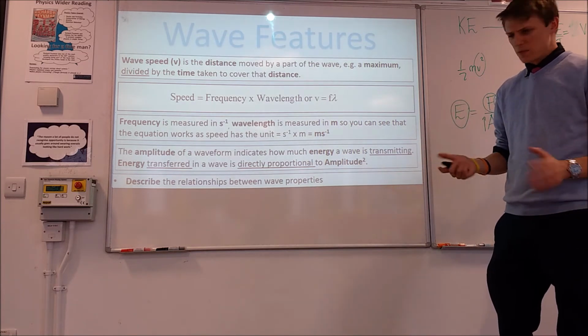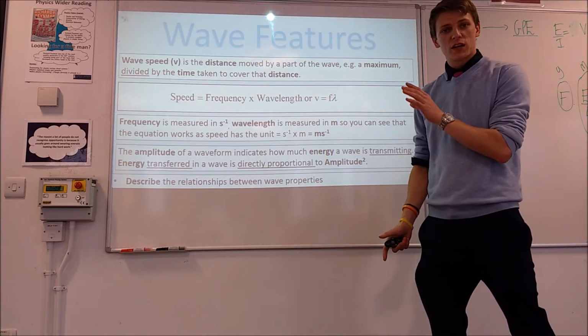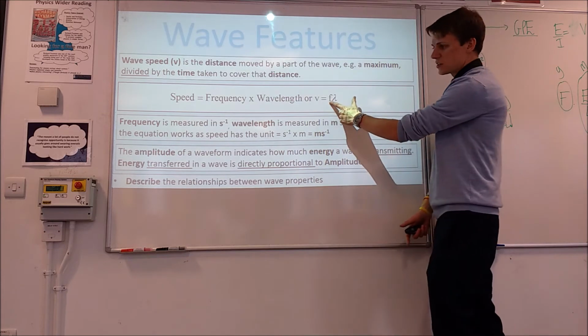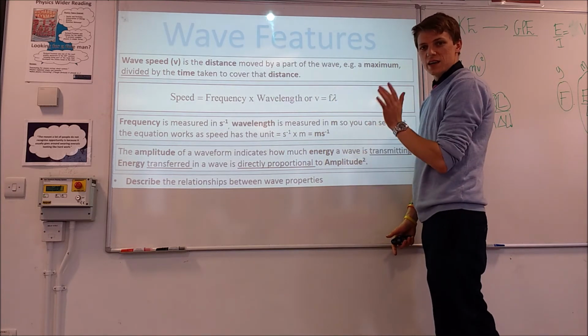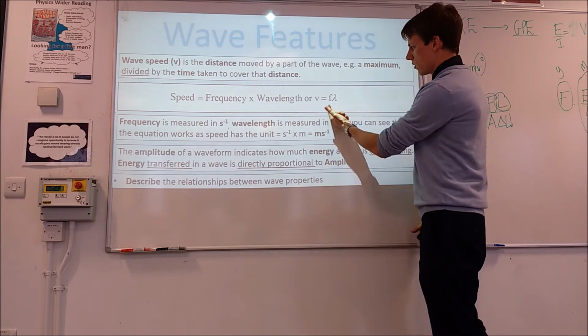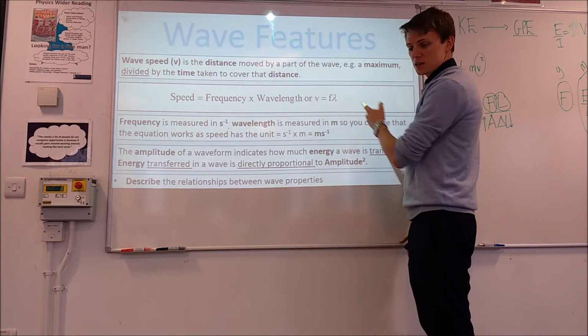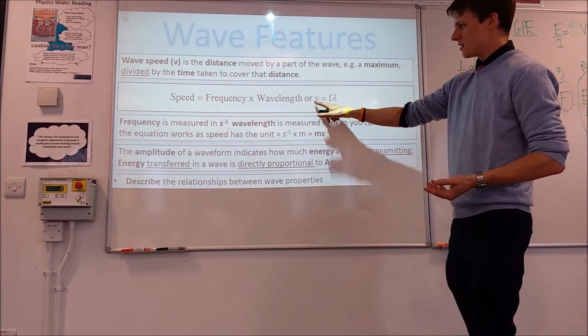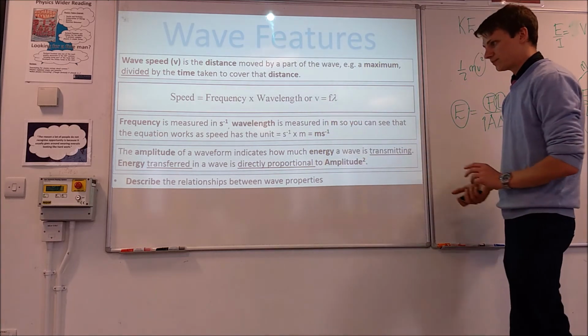So where does that come from? Well, we can see how it comes from by looking at the units. Frequency has a unit of hertz, which we've just seen is s to the minus 1. Wavelength is measured in meters. So we've got meters times seconds to the minus 1, so meters per second. So we can see that that gives us a speed.